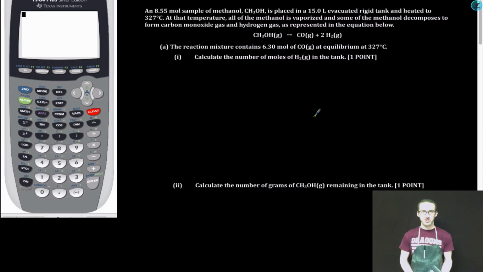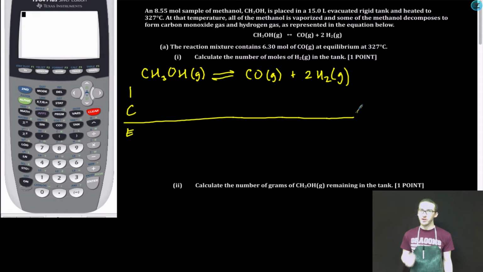The reaction mixture contains 6.30 mole of carbon monoxide gas at equilibrium at 327 degrees Celsius. Part I. Calculate the number of moles of hydrogen gas in the tank. Because we're talking about equilibrium here, I'm going to set up an ice table. Remember that when you're working with ice tables, you can use either pressures or concentrations. And in this example, because I'm given moles and volume, I'm going to convert to concentrations.